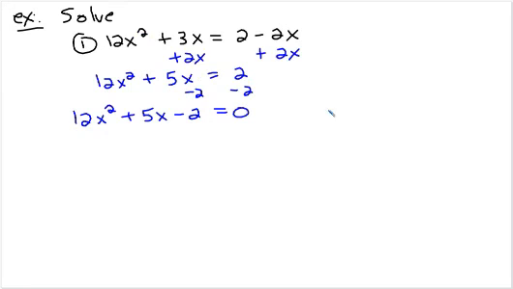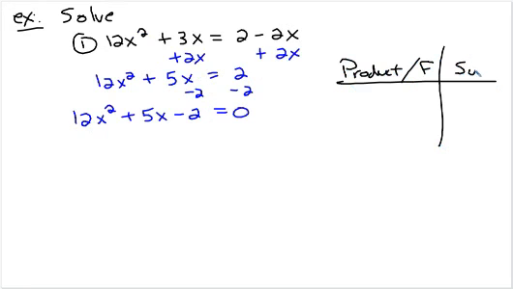So we're going to set up a table, product and sum. Remember, we're also looking for our factors. Product and sum. I multiply 12 times negative 2, and I get negative 24. So I want two things that multiply to get negative 24, but combine to be positive 5. So, multiply to get negative 24. How about negative 6 and positive 4? Those two multiply to get negative 24, but when I combine them I get negative 2. That's not going to work.